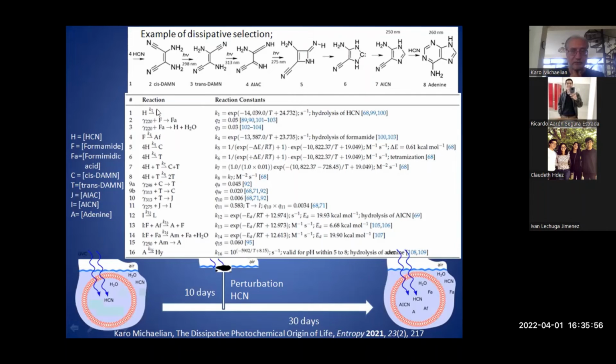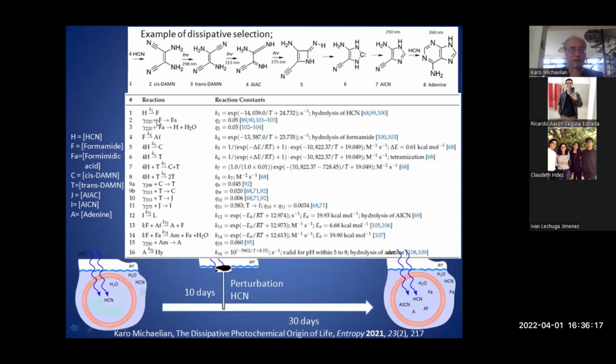Just to make it more convenient, we have a symbol which represents these different chemicals, these different molecules. So H represents hydrogen cyanide, and it goes to formamide through hydrolysis. And we have a rate equation which we found in the literature. Okay, these are the references.